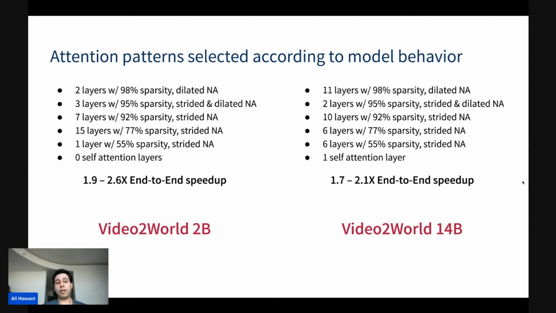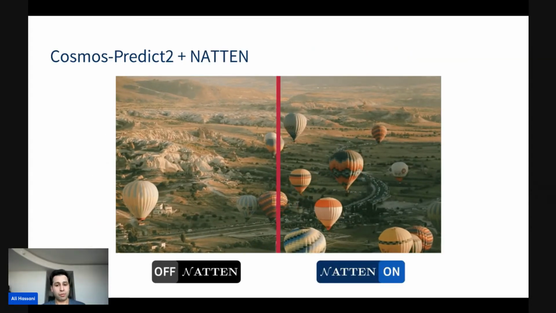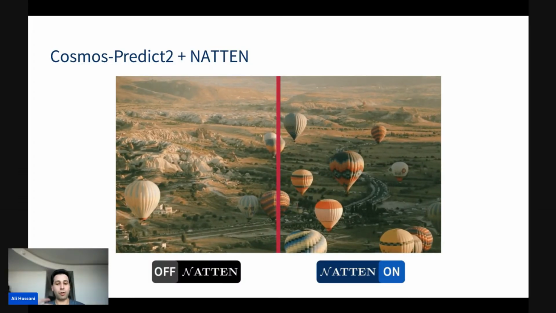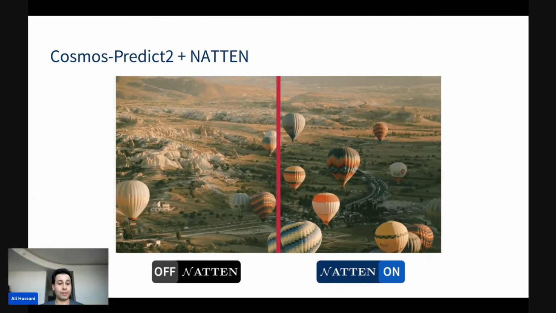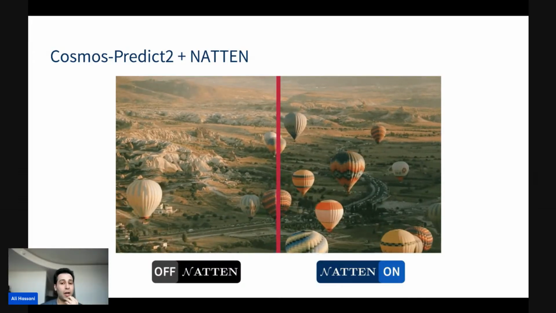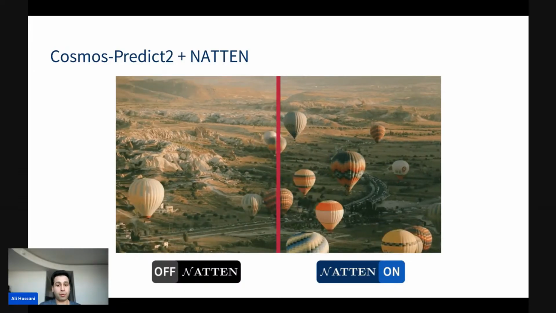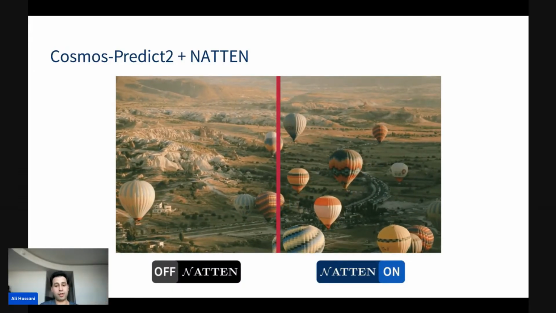Like with the 2B variant, you could get anywhere from 1.9 to 2.6x end-to-end speedup, and with the 14B, 1.7 to 2.1x. That's just because the share of attention was lower in the 14B model. So it went pretty great, at least in terms of these statistics. But quality-wise, we also observed that, while they can't reproduce identical videos or worlds, because these are different checkpoints of the same model, quality was seemingly mostly not affected in a lot of the samples that we went through, and even in the benchmark scores that we had.